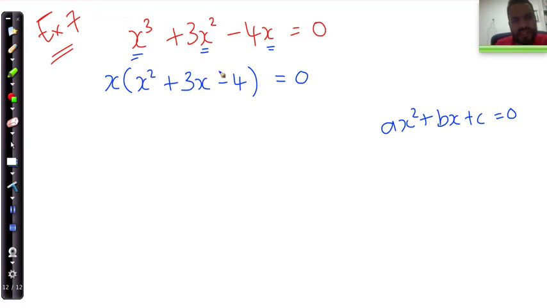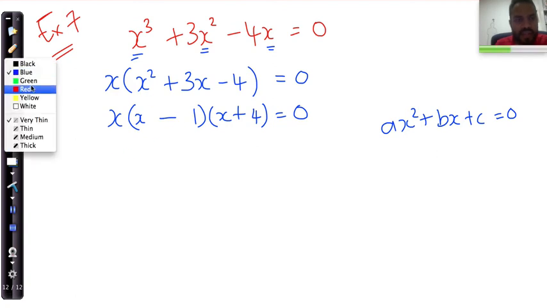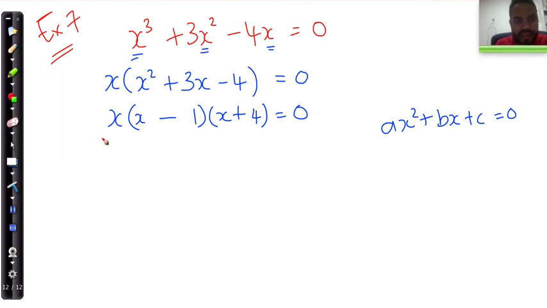Okay, so I can factor this further because I've got factors of 4 that when I subtract them give me 3. That's going to be x and x, with 4 and 1. The bigger number is going to get the sign of the middle term, and that tells me that the numbers are different.